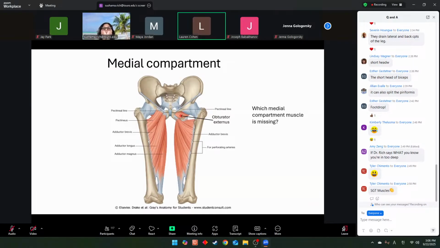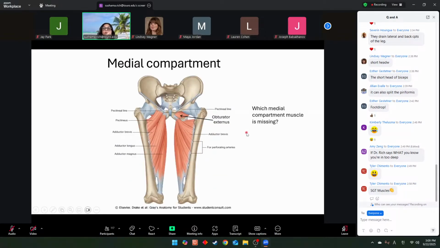Is it the superior or inferior? No, no. Quadratus femoris. Correct. So the inferior gemellus is supplied by the nerve to quadratus femoris, and the superior gemellus is supplied by the nerve to obturator internus. Okay? Superior gemellus is supplied by nerve to obturator internus. Inferior gemellus is supplied by nerve to quadratus femoris.